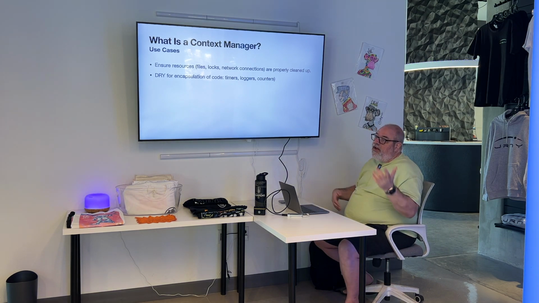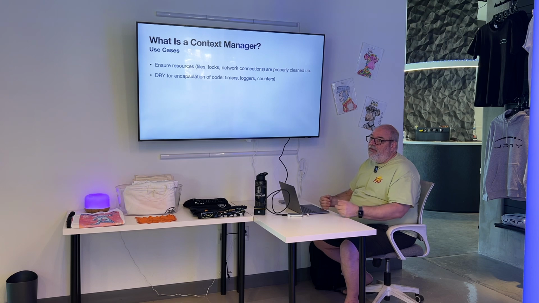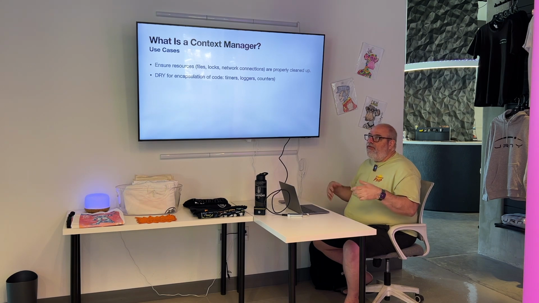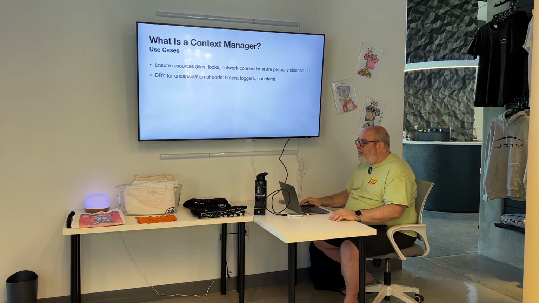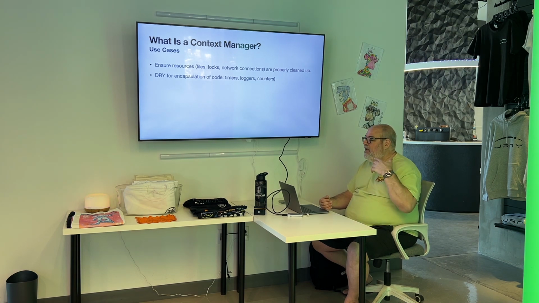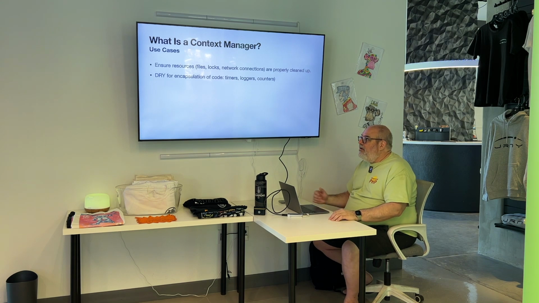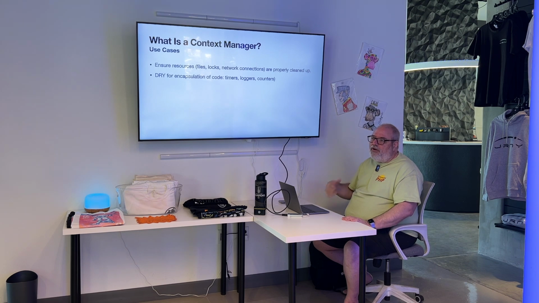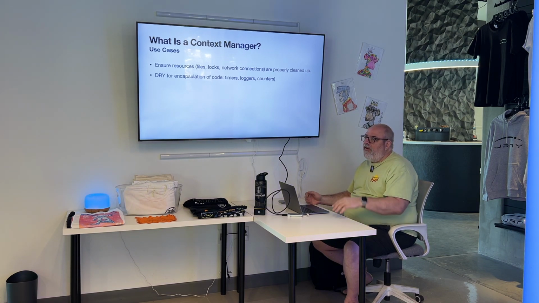If you need to connect and disconnect from something, open a file, close a file, lock a thread, unlock a thread, it makes sure of that. You can do this without context managers, but it takes a lot more code and you have to constantly repeat it. So it's also a don't-repeat-yourself encapsulation of code for things like timers, loggers and counters. If you've ever used application process management tools like New Relic or Datadog to track what's going on in your code, you're probably creating spans, and those spans are context managers.